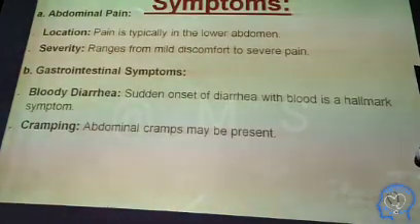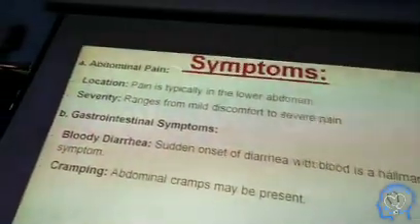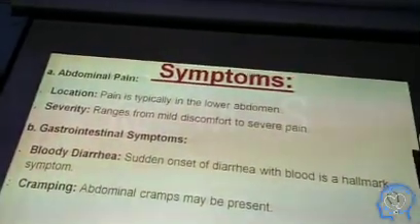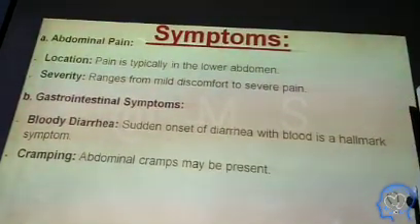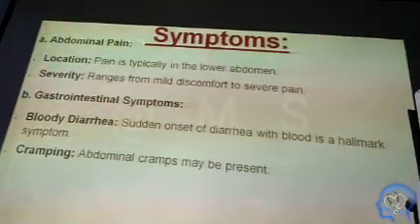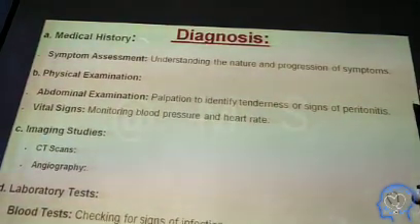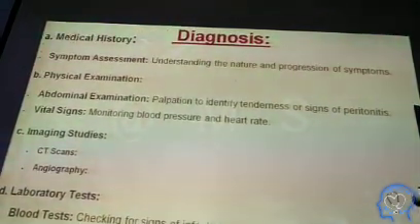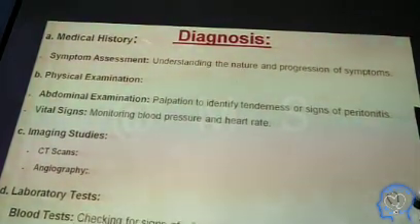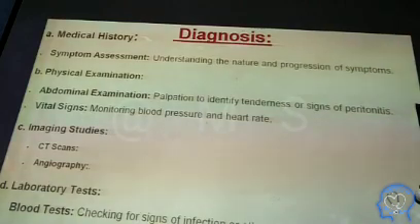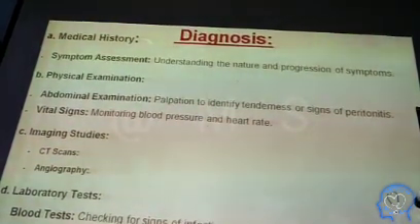Okay. The symptoms: abdominal pain, typically in the lower abdomen. Severity ranges from mild discomfort to severe. GI symptoms are bloody diarrhea and cramping. Diagnosis is by medical history and symptoms, as a number of causes are there. So according to the causes, we have to dig out from history, as well as laboratory investigation, imaging as well as blood tests.